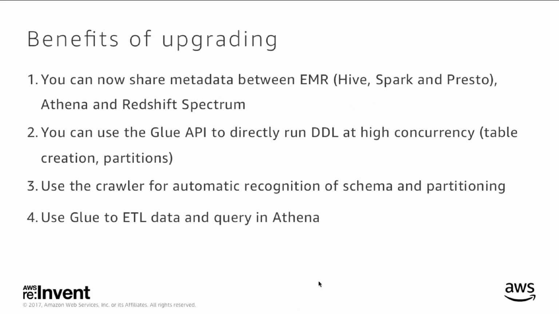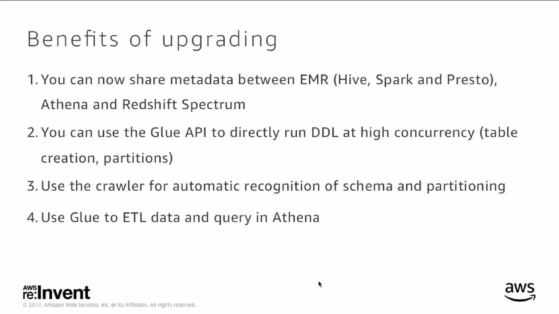The benefits of upgrading to the Glue Data Catalog: you have the ability to share that metadata across a number of different tools, EMR running Hive, Spark, and Presto, Athena, and also Redshift Spectrum. You can also use the Glue API to directly update and modify schema information and partition information. We have many customers using this to pre-populate partitions in advance and also modify the partitions. That gives you higher concurrency and better performance when dealing with metadata management.